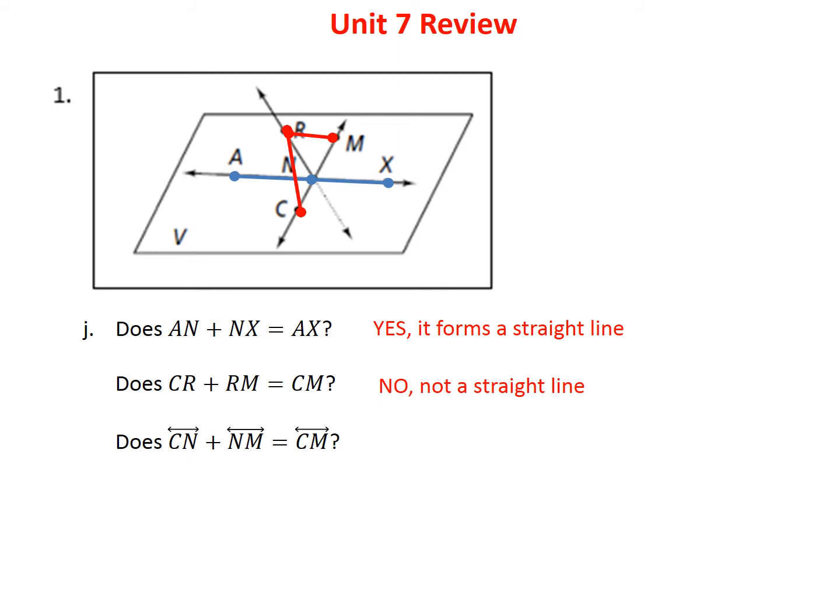Instead of asking what's the measure of the segment, which is when you ask that, you don't put a symbol above it. It actually asks, does the line CN and the line NM equal the line CM?